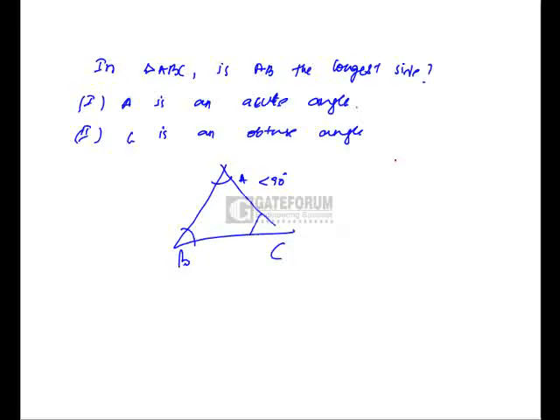C is an obtuse angle. Now, ABC is a triangle in which C is an obtuse angle. If it is an obtuse angle, it will always be greater than 90 degrees. And we know that in any triangle, only one right angle or only one obtuse angle can exist. So this will be the greatest angle.